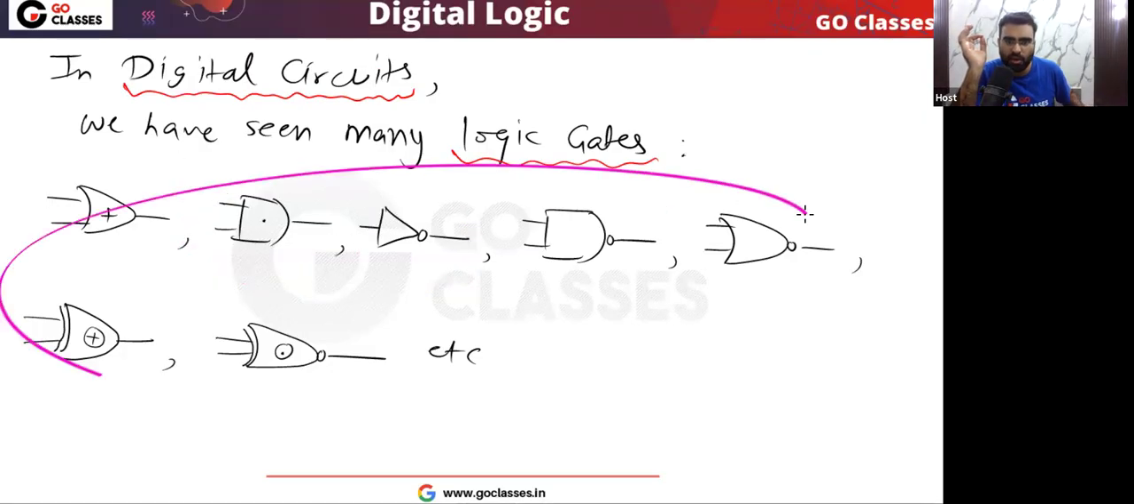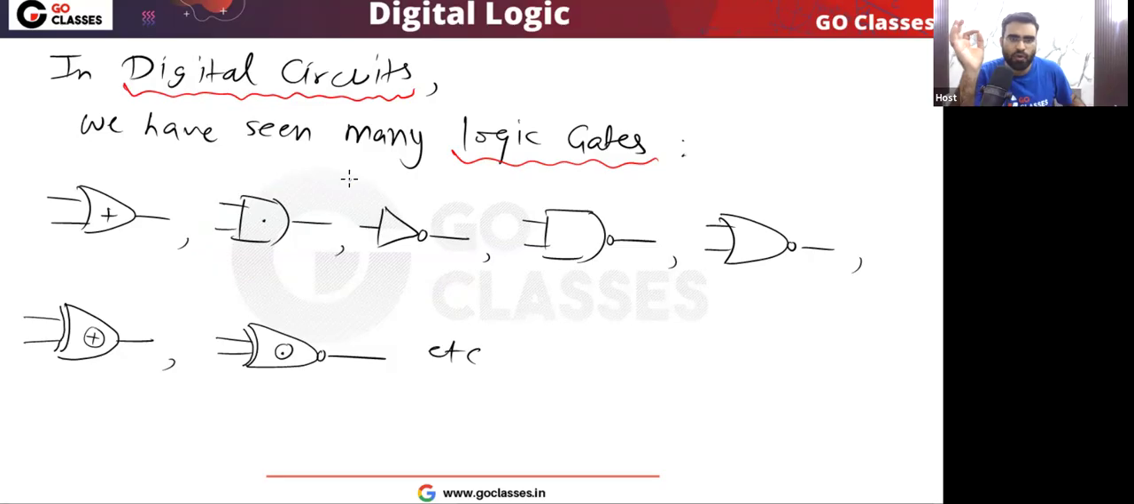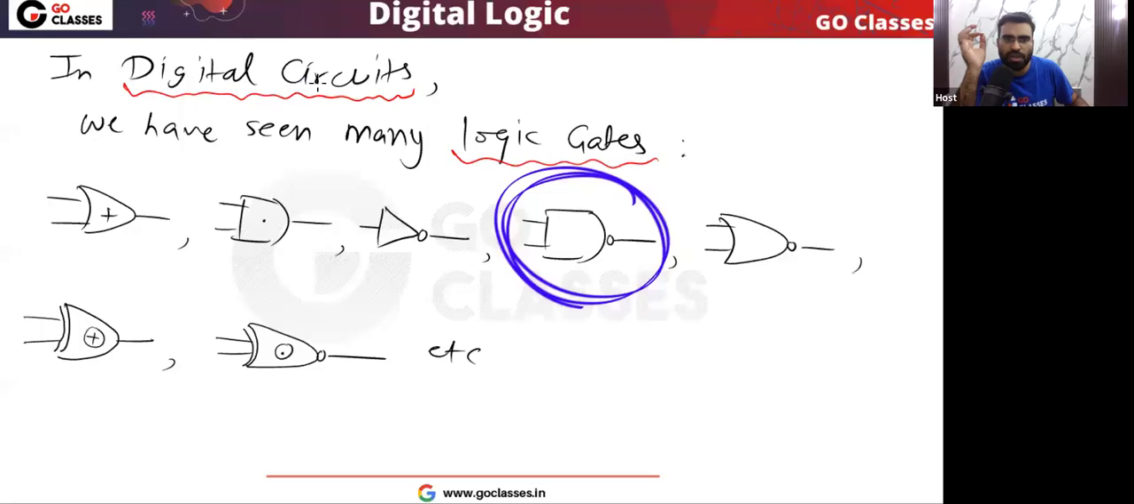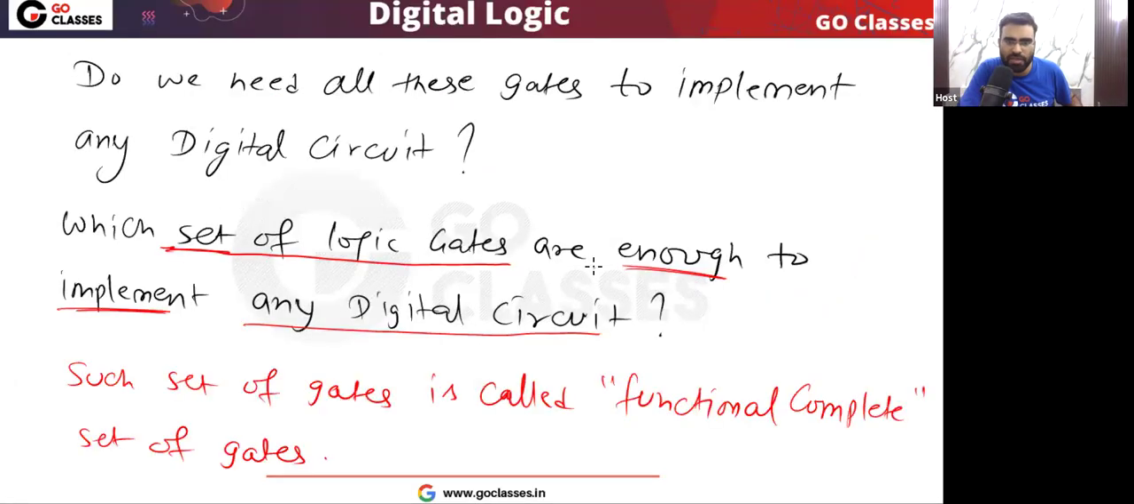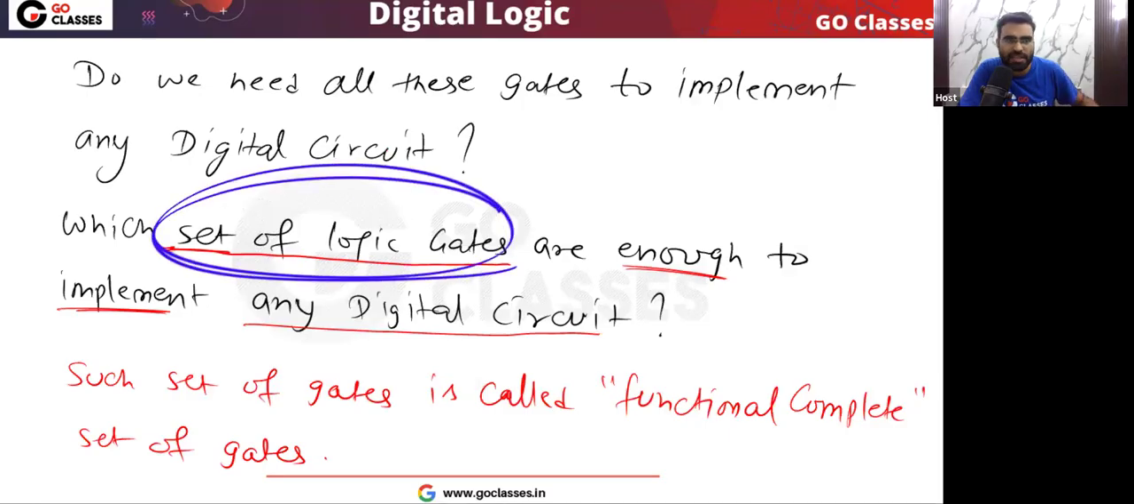Remember, we study this many logic gates, but if you want to implement any digital circuit, then these two gates are enough. Even this gate alone is enough: the NAND gate. Using NAND gates, you can implement any digital circuit. Similarly, the NOR gate is enough. So the same point applies here: if you have a set of logic gates which is enough to implement any digital circuit, it is called functionally complete.